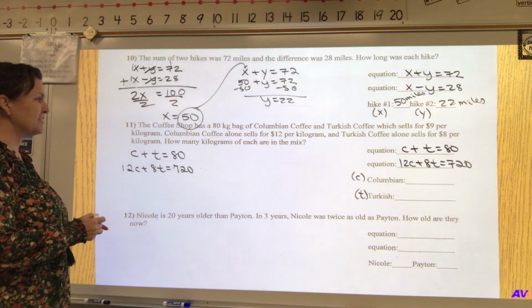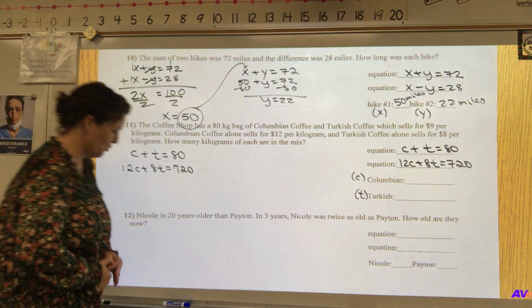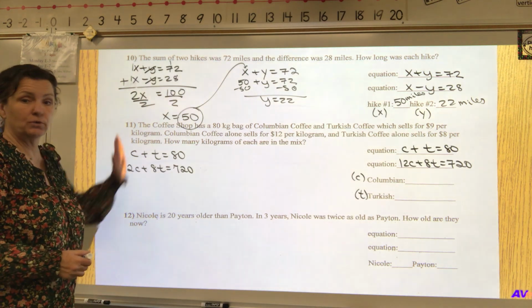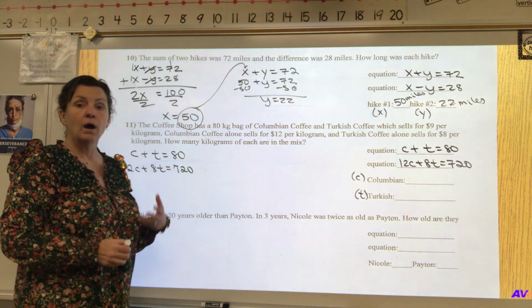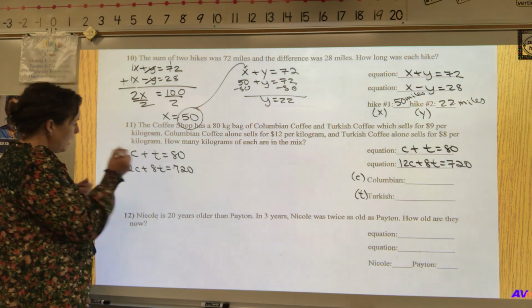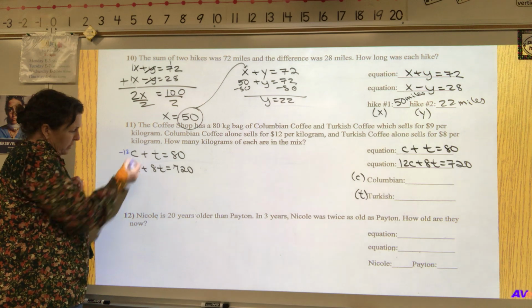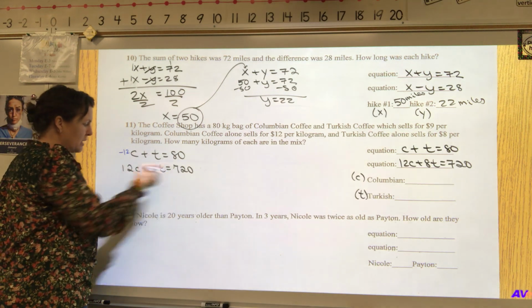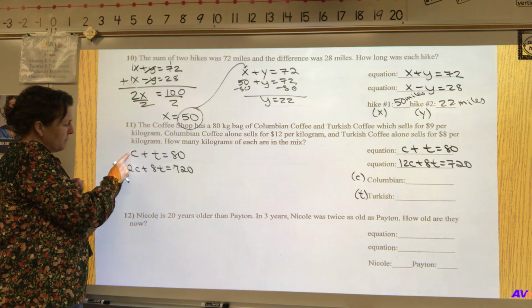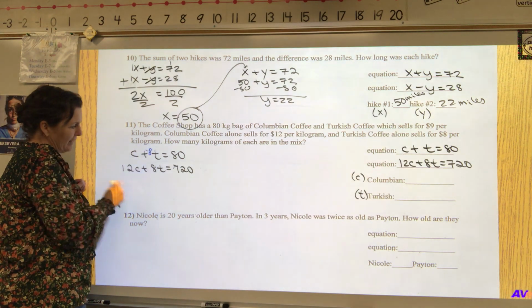Next, we have the coffee shop question. Now again, this is set up for elimination. We know that because things are beautifully lined up. So I want something to eliminate. I want something to cancel. So negative 12 would work nicely if I wanted to multiply through on the top by negative 12, because the opposite of positive 12 is a negative. My other option would be a negative 8 right here.